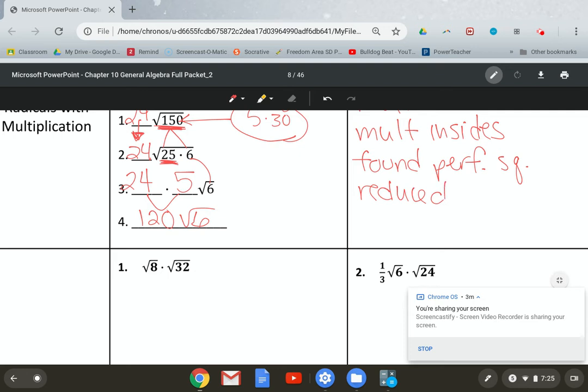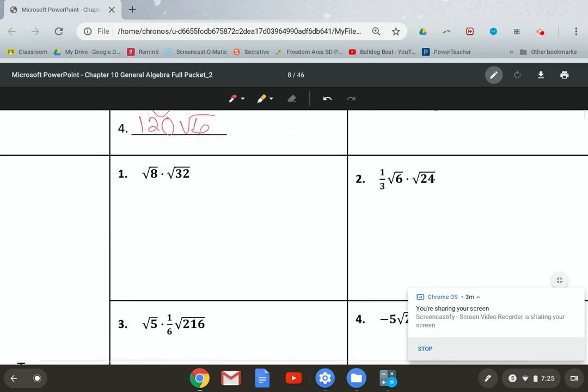Okay, the next thing we're going to do is try this again. So, if we look at number 1, you might say, ooh, there are no outside numbers to number 1. There sure are, guys. There's a 1 in front of this square root and a 1 in front of this square root. So when we multiply the outside times the outside, we do 1 times 1. So we get an answer of 1.